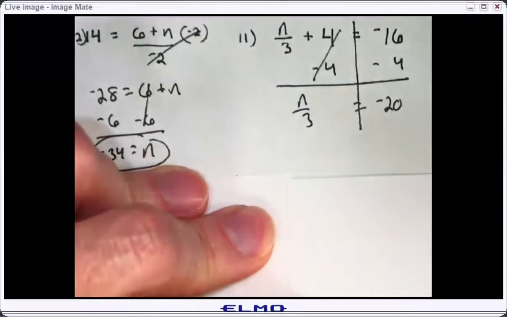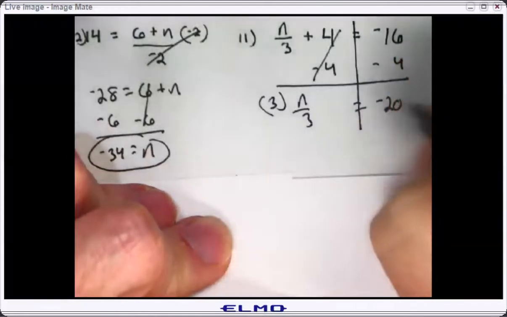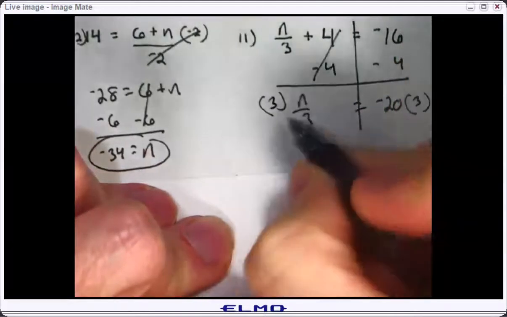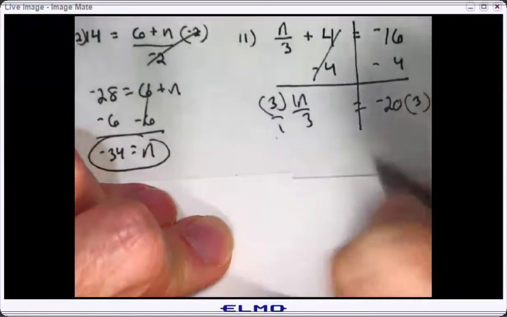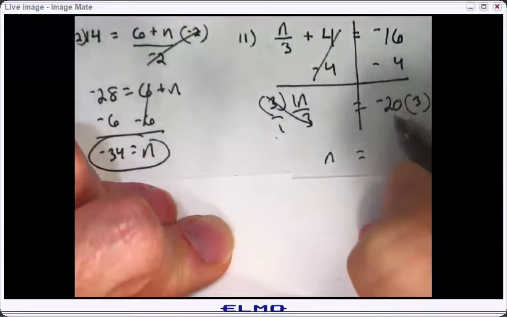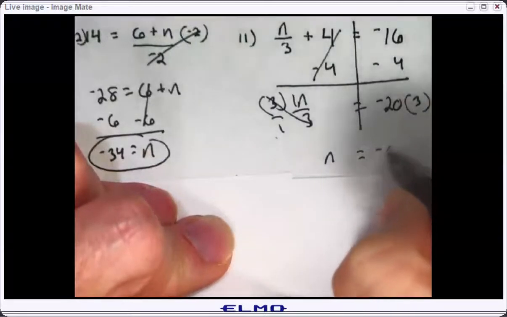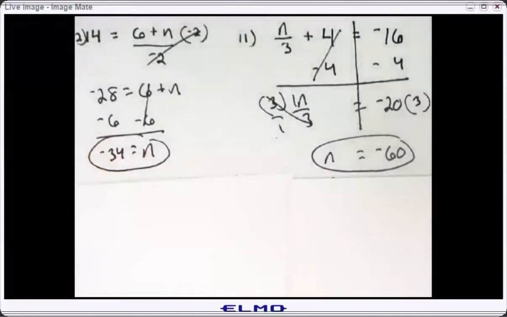Now I have one more step. I've got to get rid of divided by 3, so I multiply both sides by 3, which is the same as multiplying by the reciprocal, 3 over 1, 1 over 3. Either way, it cancels out, gives me n by itself, and -20 times 3 is -60. I have a few more here for us.